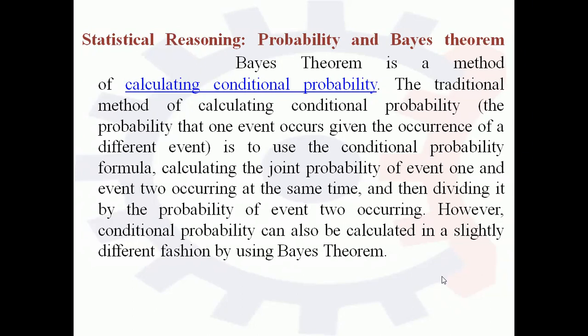The traditional method of calculating conditional probability is to use the conditional probability formula, calculating the joint probability of event 1 and event 2 occurring at the same time, and then dividing it by the probability of event 2 occurring. However, conditional probability can also be calculated in a slightly different fashion by using Bayes theorem.